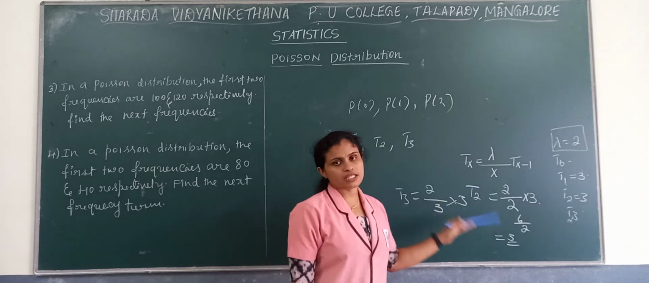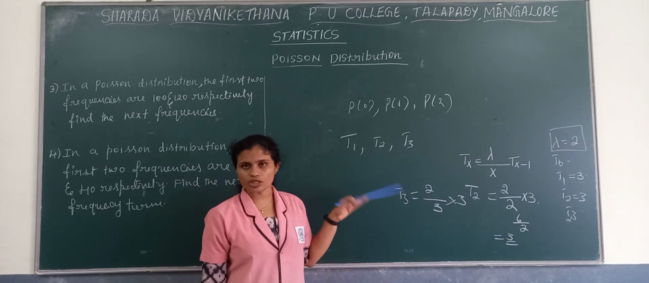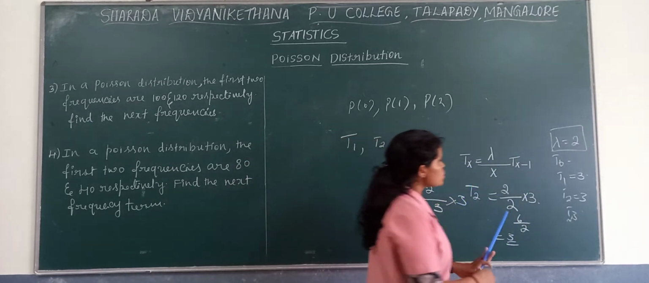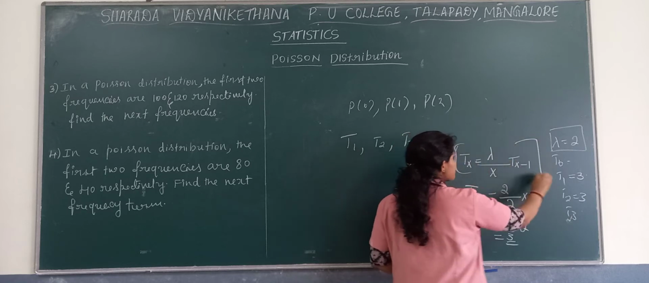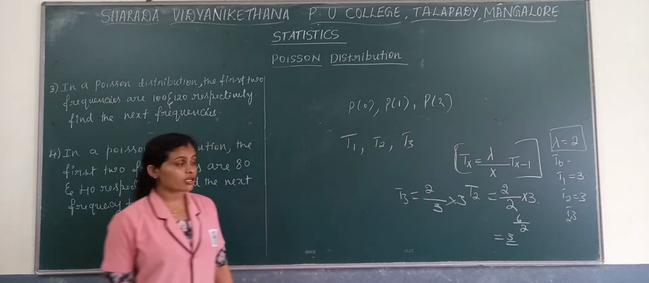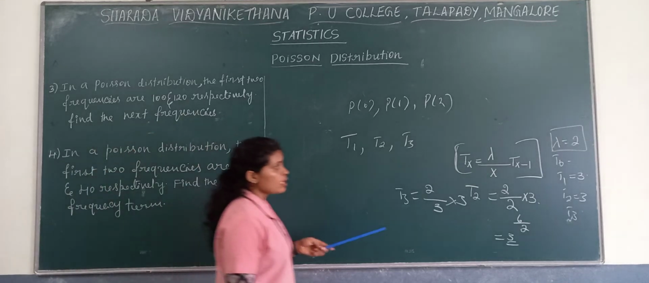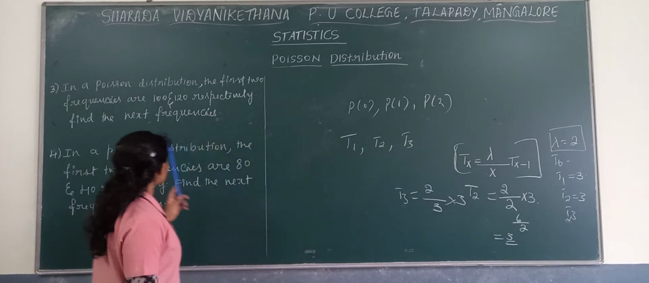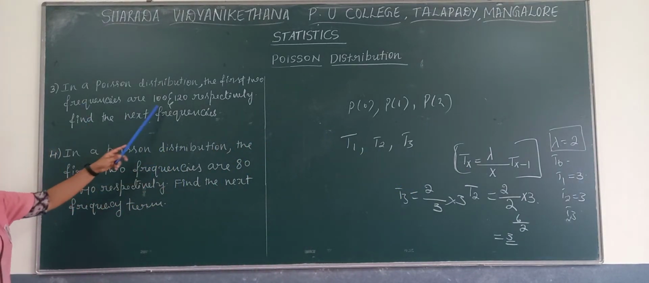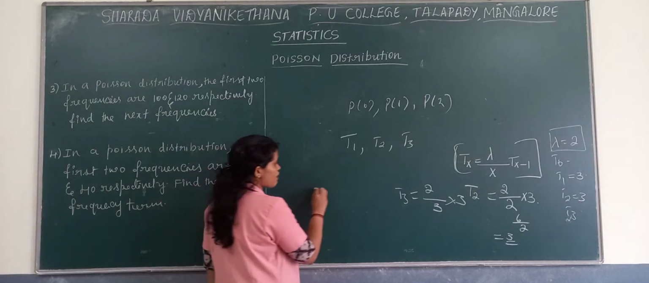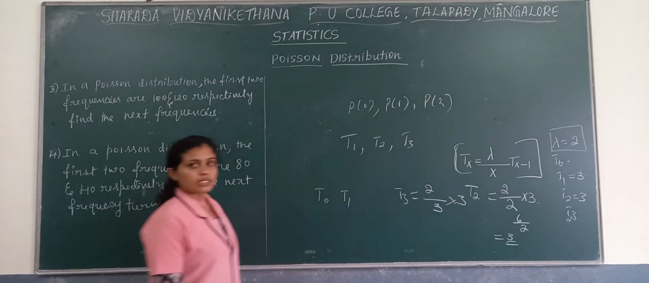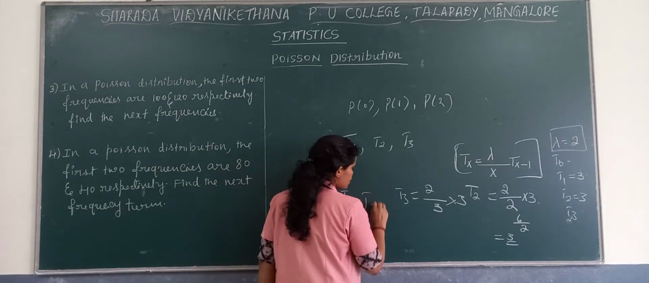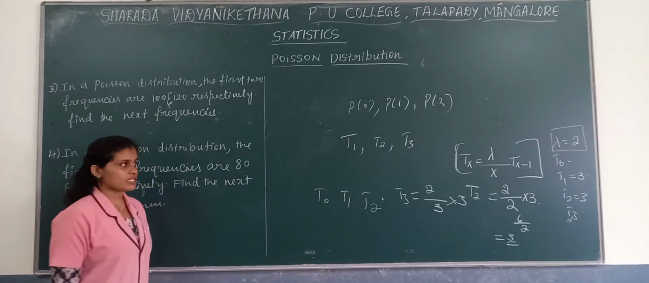This is the way of finding the frequency term. We call this the recurrence relation formula. If you remember this one formula, you can get the frequency term. This problem is based on this particular formula. Initially, to find the next frequency, they have given the first two frequencies, T0 and T1, and we need to find the next frequency T2.